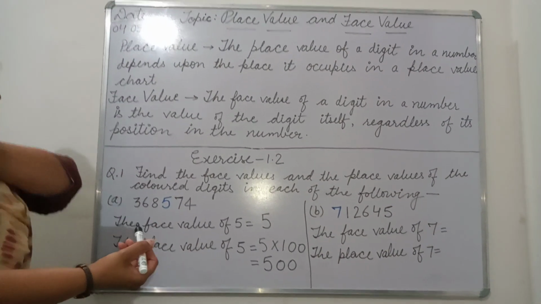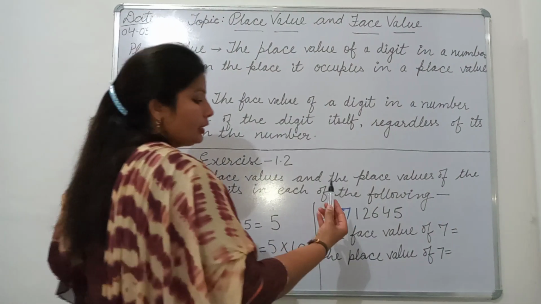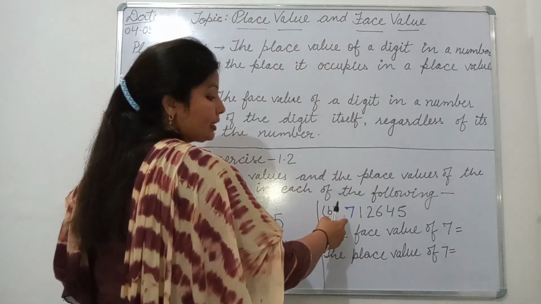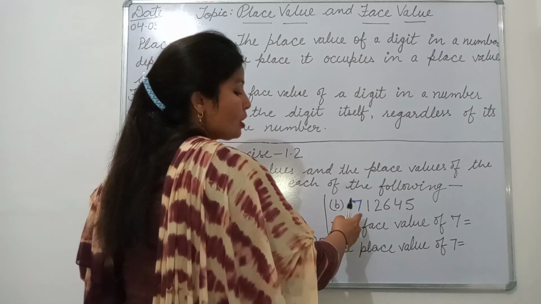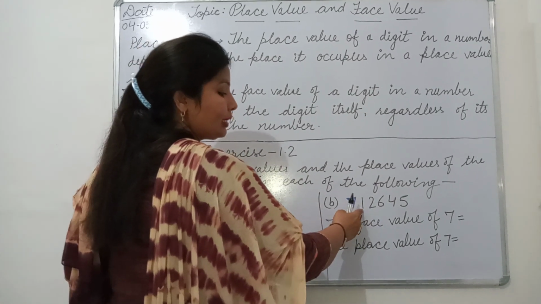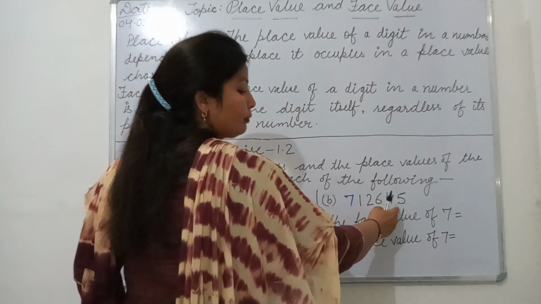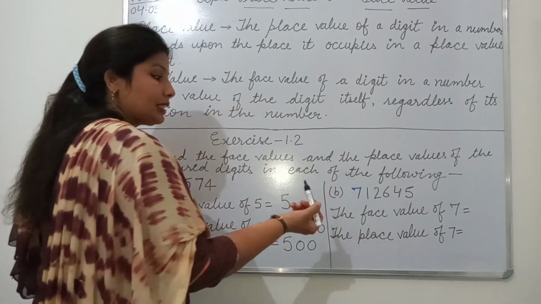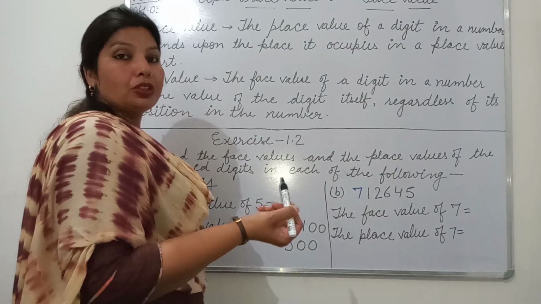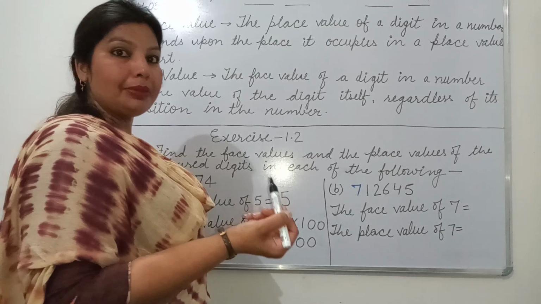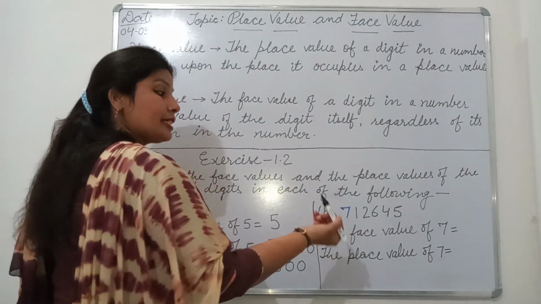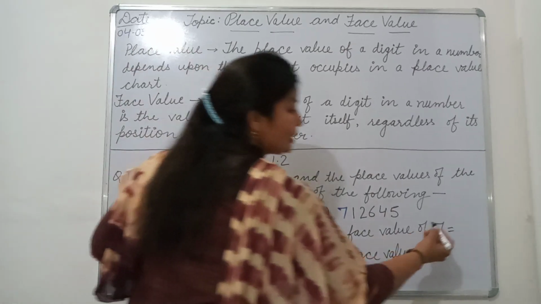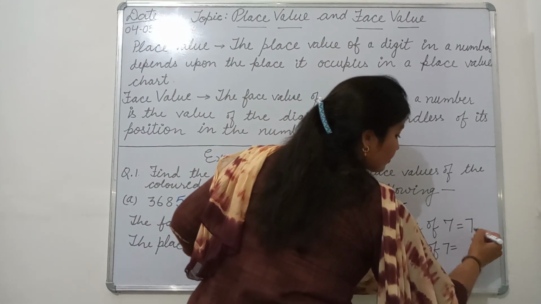Now it's B part. Now you will see what is colored here? 7. The number is what? Again the number is 6 digit. 7,12,645. So firstly face value. So face value is what? Face value remains the same. Whatever face is there. So the face of 7 is 7. So the face value of 7 is 7.